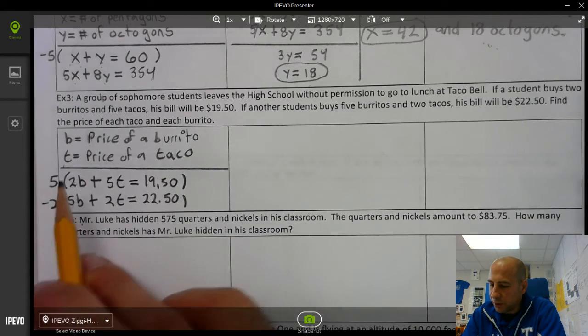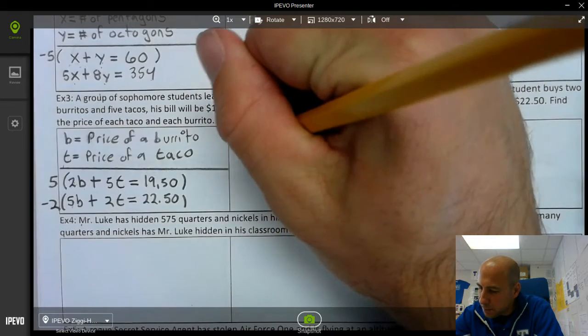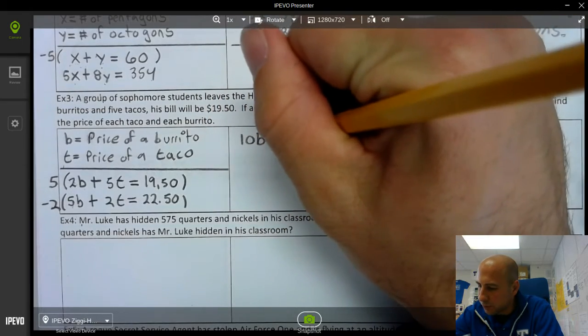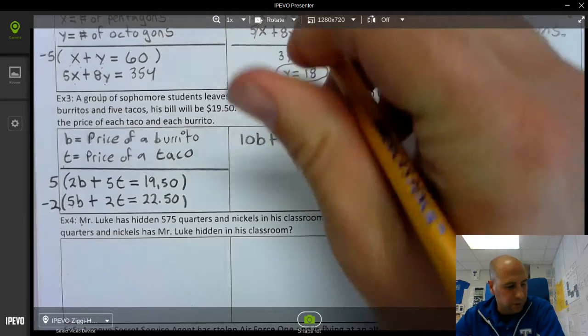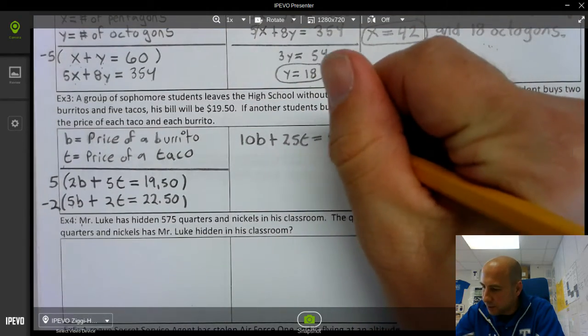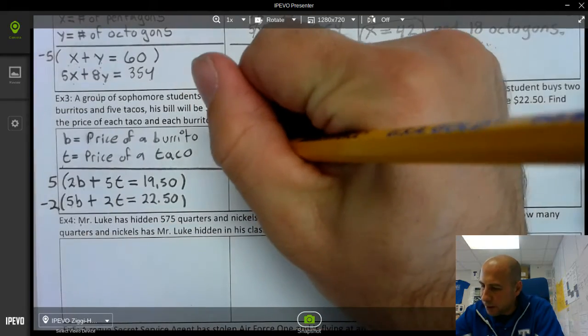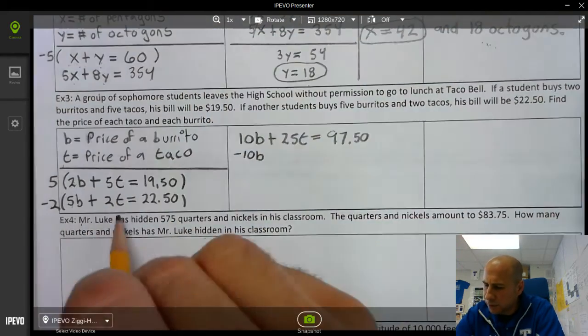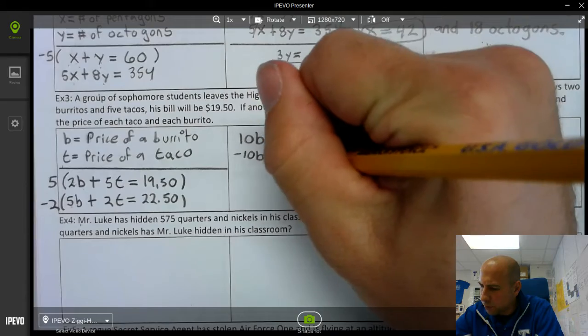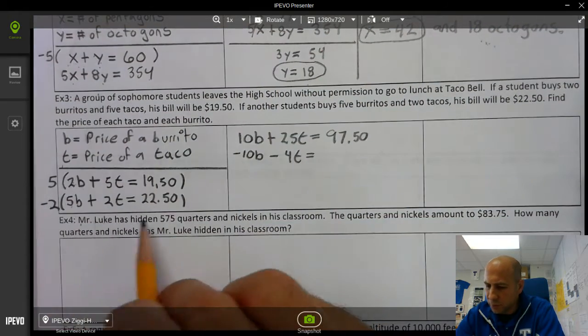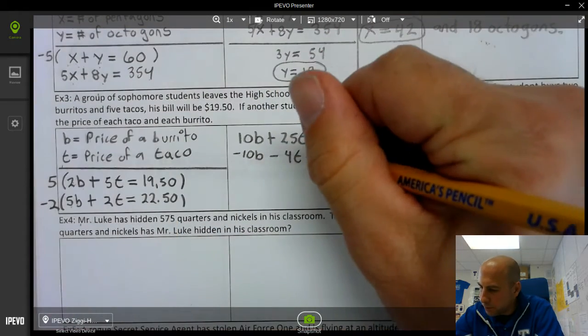So multiply. So 5 times 2 is 10b plus 5 times 5 is 25t equals 5 times 1950 is 9750. -2 times 5 is -10b. And then -2 times 2 is -4t. And then -2 times 2250 is -4500.